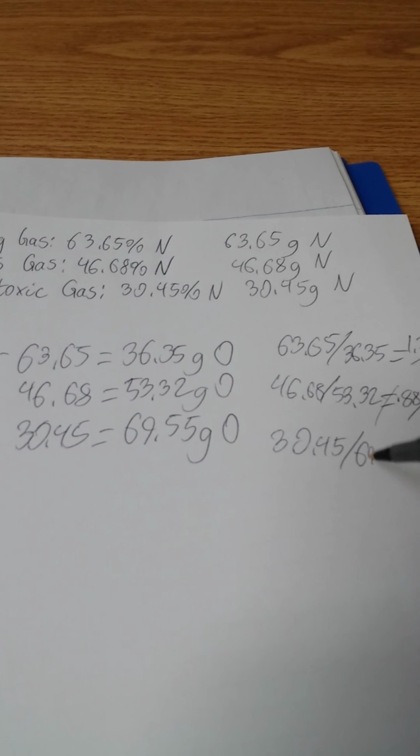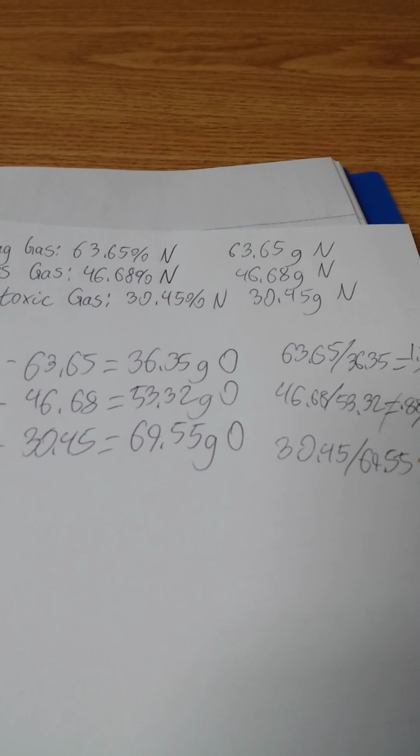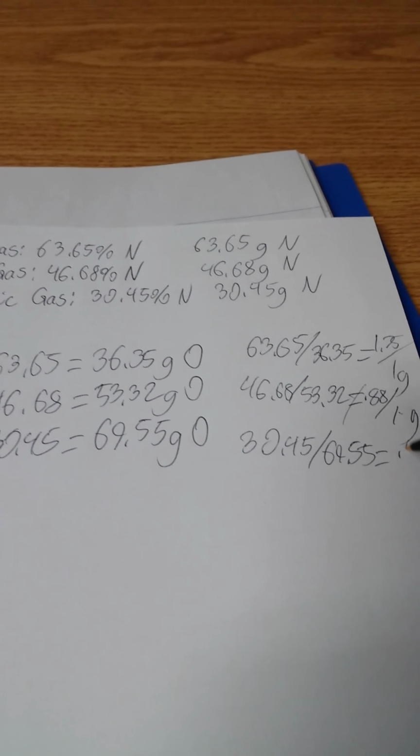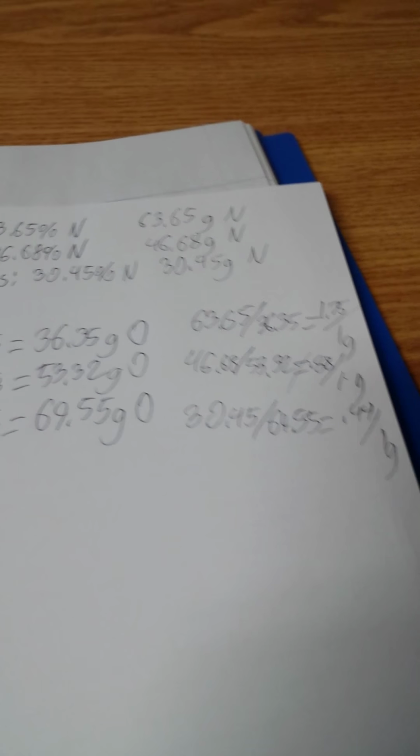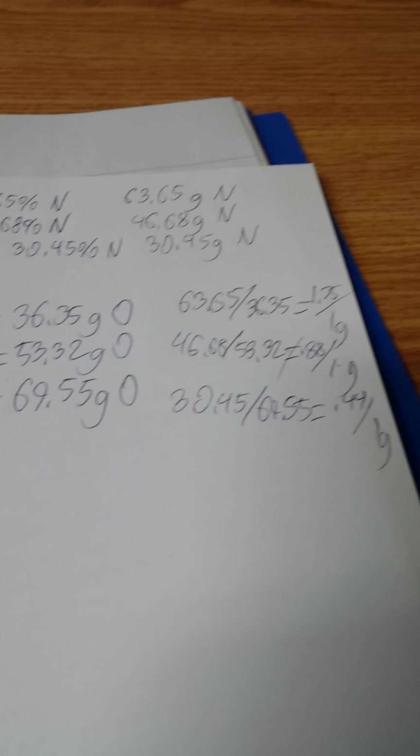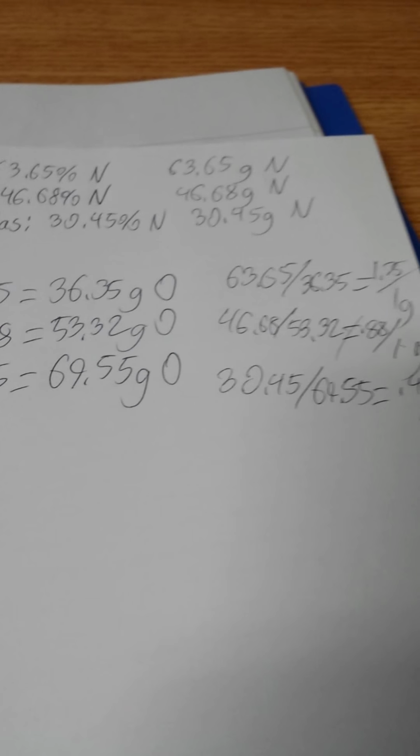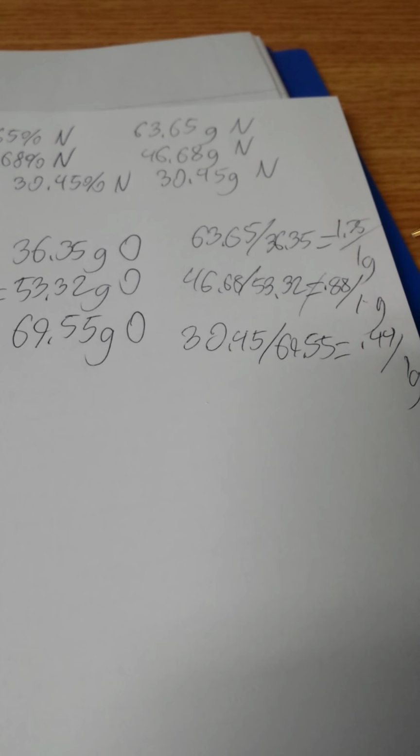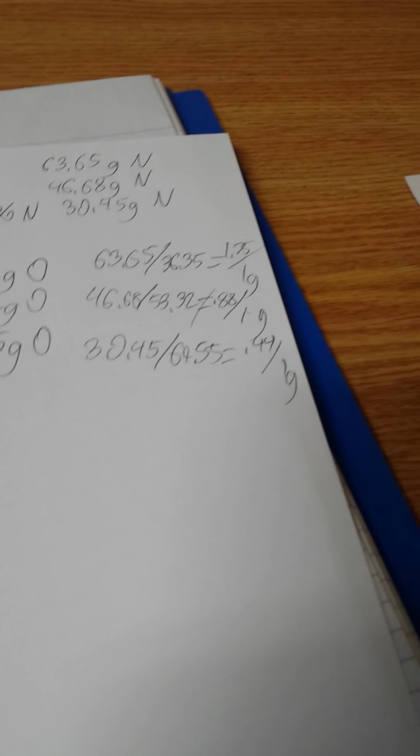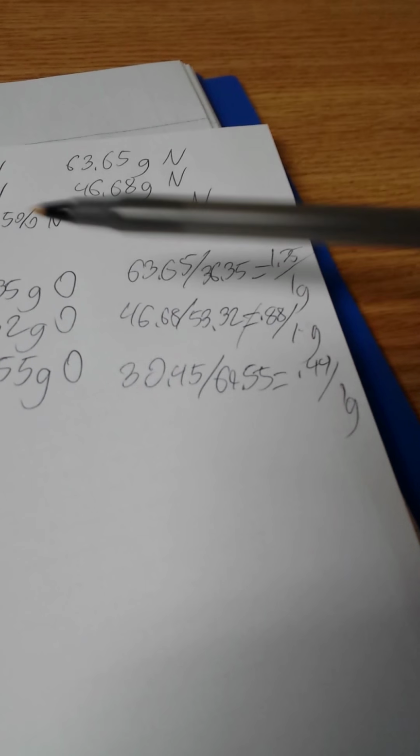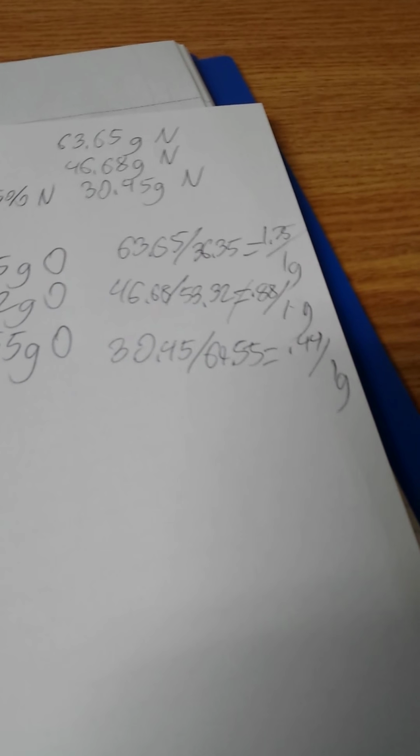And then 30.45 divided by 69.55, you get 0.44 grams. So there, that proves that you have the whole number. You have each one of these oxygens as 1 gram, and then you have as much nitrogen for every whole number there. So there you have it.